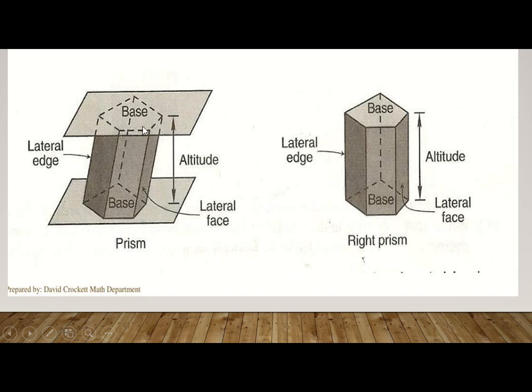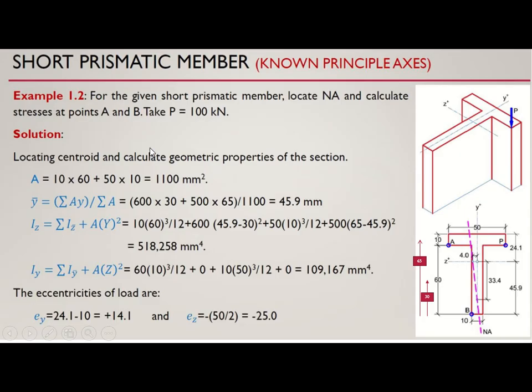If we apply the force here, then definitely the body will twist. This is our example: a T-shaped beam, and we apply the force P from this corner. For the given short prismatic member, locate the NA, which is basically the neutral axis. Calculate the stresses at points A and B. A is this and B is this.